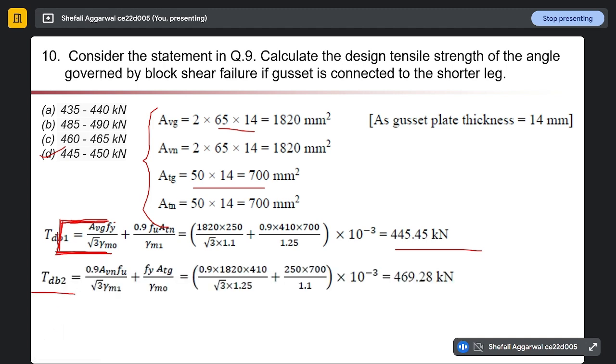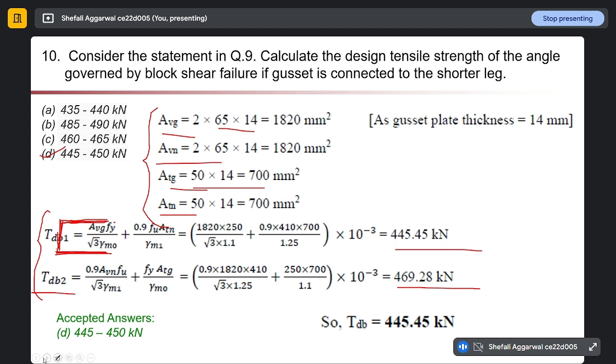Second thing is, we saw two formulas. In the first case, Avg Fy upon root 3 gamma m0 with Atn, and in the other case, Avn with Atg, in the same pattern. So using both formulas we calculate our design strength, and the minimum of these two we take as the design tensile strength of our system. So it will be 445. The answer will be D, 445 kilonewton.